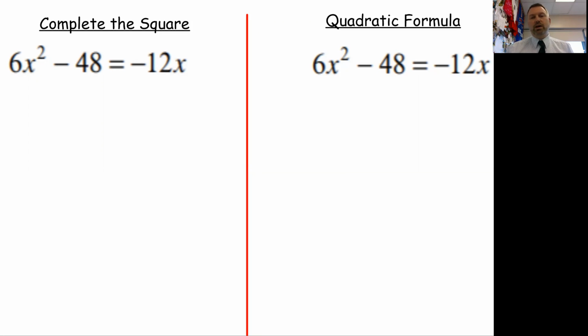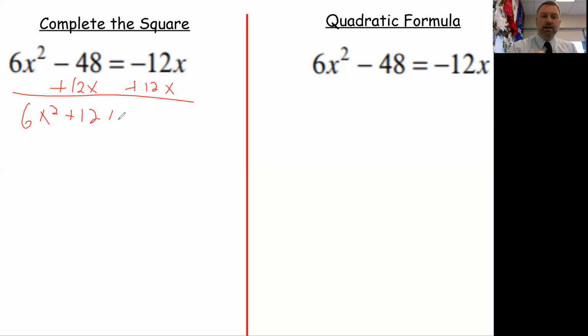When you're completing the square, the first thing you need to do is make sure that this quadratic is set equal to 0. So if it's not set equal to 0, you need to do exactly that. The first thing here you would do in this case is add 12x to both sides. Okay, so now I have 6x squared plus 12x minus 48 equals 0.